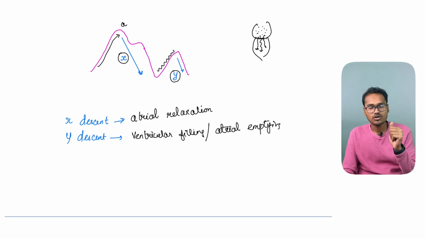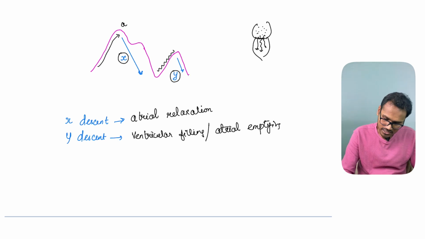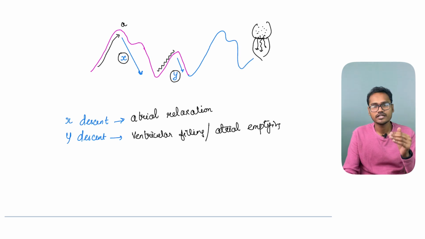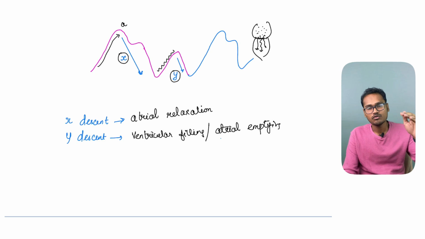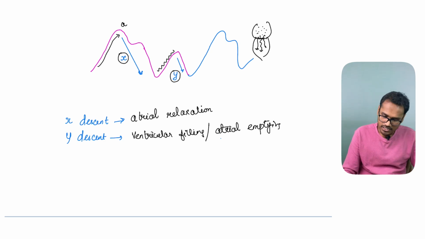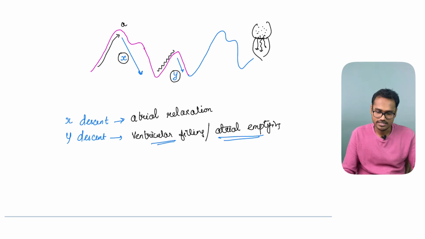But now the atrium is not yet contracted. If it contracts, it will again create a pressure. The initial phase of ventricular filling is passive. So the valve opens, the pressure drops in the atrium, the pressure drops in the JVP. So atrial emptying and ventricular filling will create the Y descent.